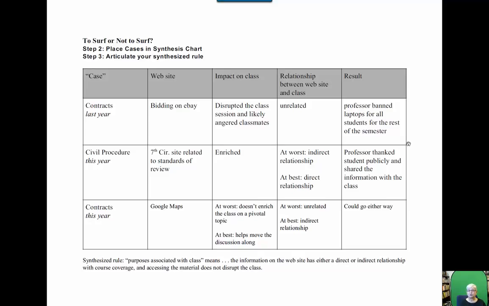Remember, with express rules, we get the rule first and we break it down into elements. With the synthesized rule, we've just gone through the process of deriving the elements first and then articulating that as a rule. So the process is exactly the reverse for synthesized rules. In the next video, we'll go through a legal example.